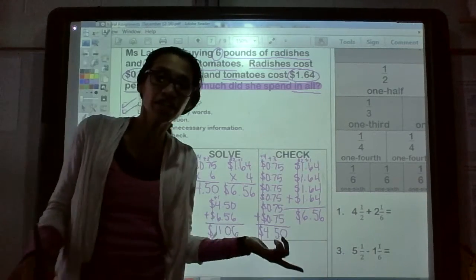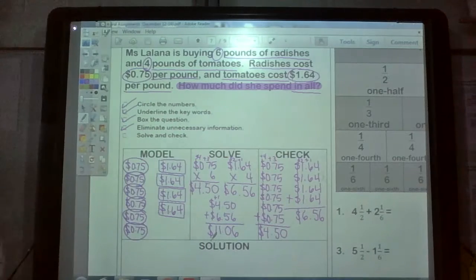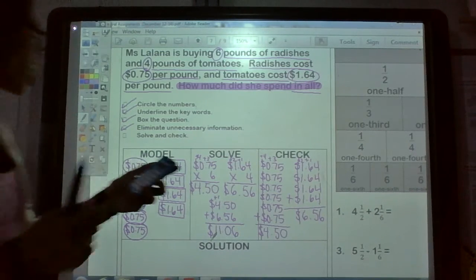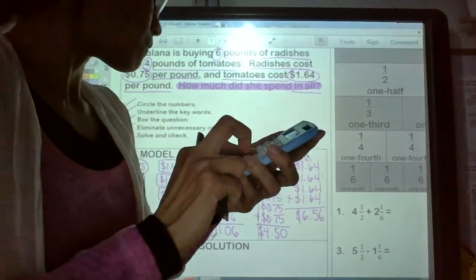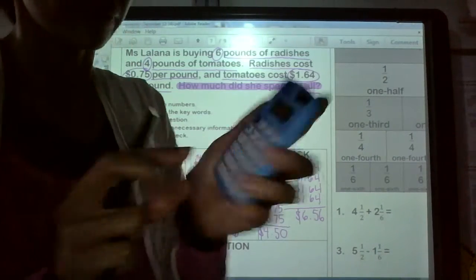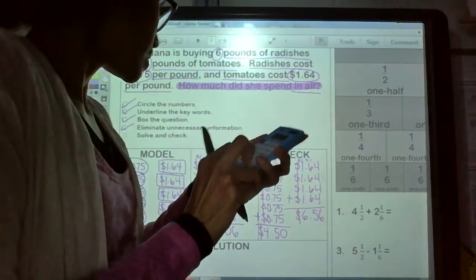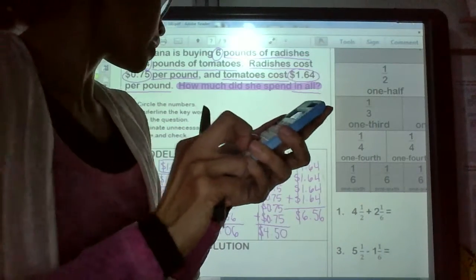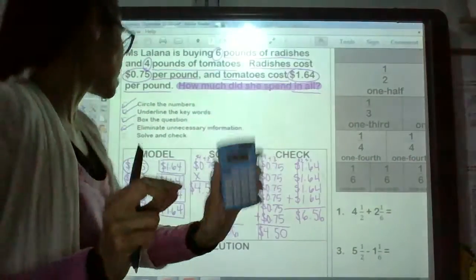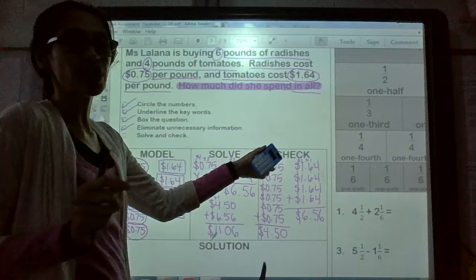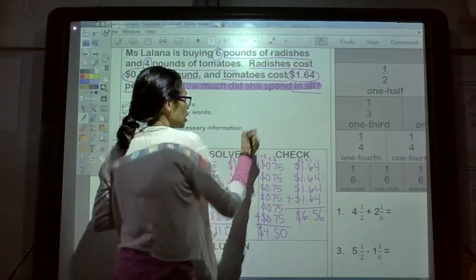Now, you know what to check? I think I want to use a calculator for this one. Let me go get a calculator. All right, so I'm going to do 4. Can you see that? $4.50 right there plus $6.56. $11.06. Bam, I have that there. Since I don't have room, I'll write it up here.